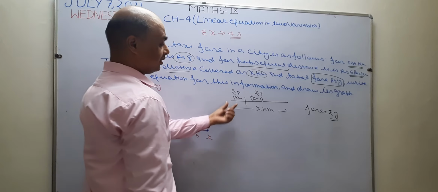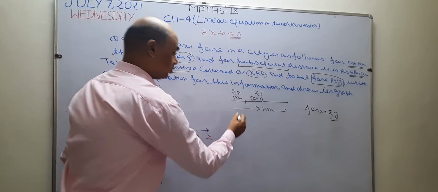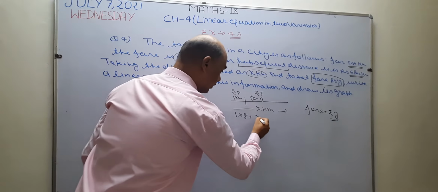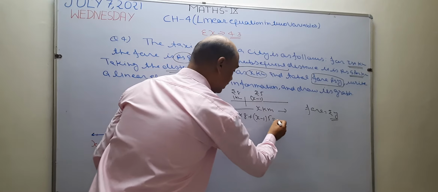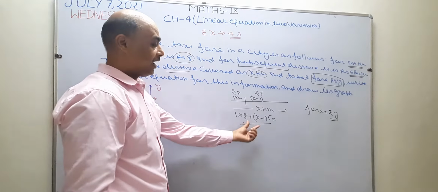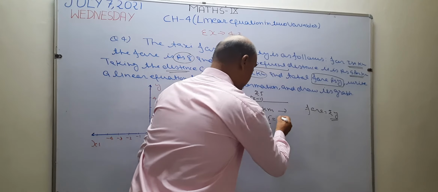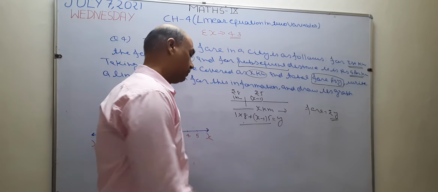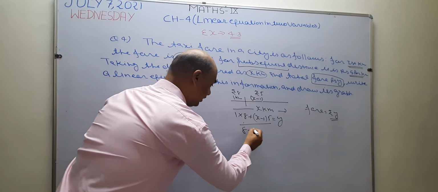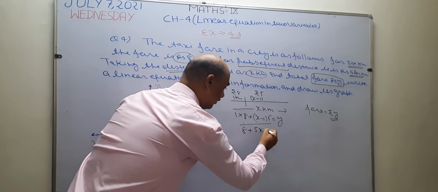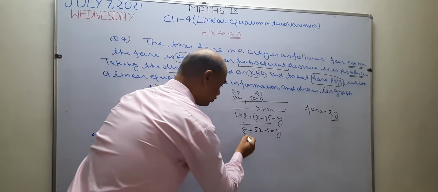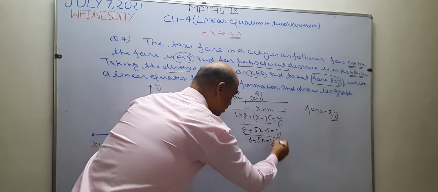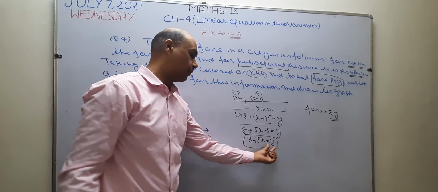Now I want to check how much money he is going to pay. So again 1 into 8, 8. Now I multiply x minus 1 by 5. This is the total fare and it is given as y, so I write y here. So 8 ones are 8, 5 into x is 5x, and 5 times minus 1 is minus 5. Now 8 minus 5 is 3, plus 5x equal to y. This is the required equation in two variables.